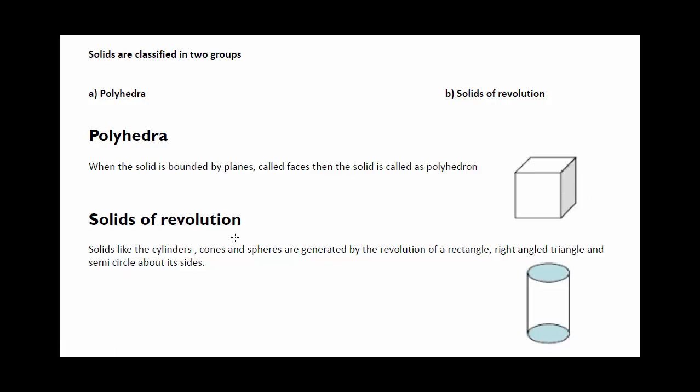Second is solids of revolution. Solids like cylinders, cones and spheres are generated by revolution of a rectangle, right angle triangle and semicircle about its sides. For example, here is a cylinder. Imagine that here is a center line and here it is a rectangle. If we revolve this rectangle at 360 degrees with respect to this axis, we will get a solid which is known as a cylinder. So there are two types, polyhedra and solids of revolution.